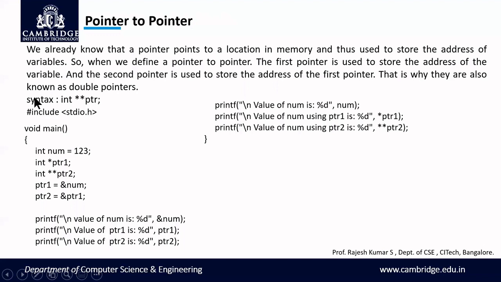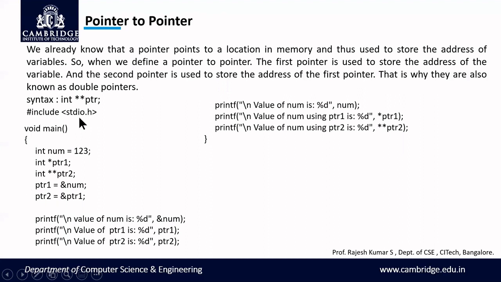In order to represent a second pointer, we will write the data type name, space, star star ptr. Here we have used two stars, two asterisks. This indicates that it is the second pointer. This is just the syntax. Now coming to the execution of the program, let us see the program with an explanation.